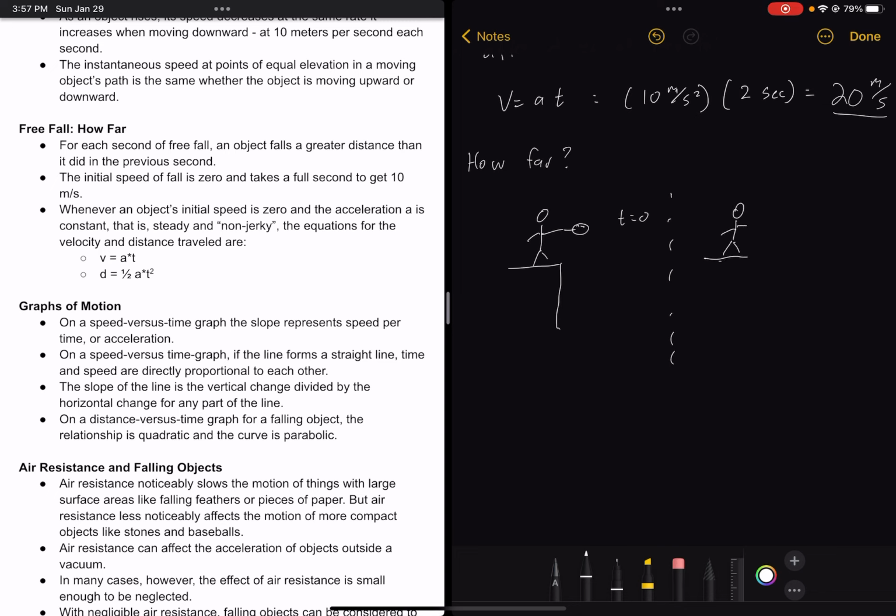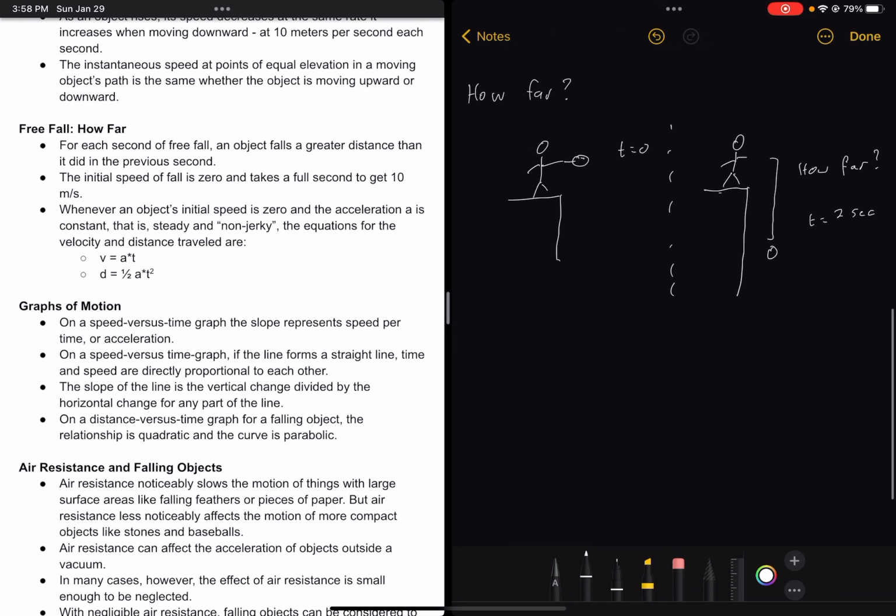So now we're at the cliff, and it's fallen for, say, 2 seconds. Now the rock's over here. This is at t equals 2 seconds. Now we're asking how far did it fall? So what's this distance here? How far? Well, the equation for how far is d is equal to 1/2 at squared.